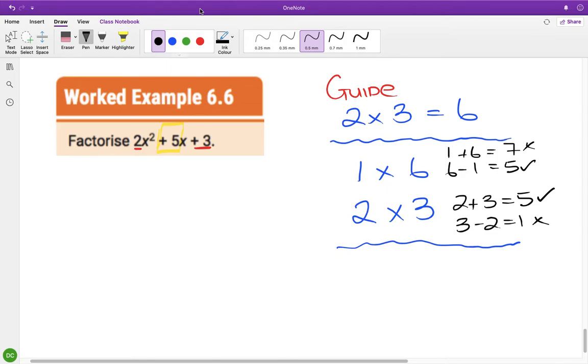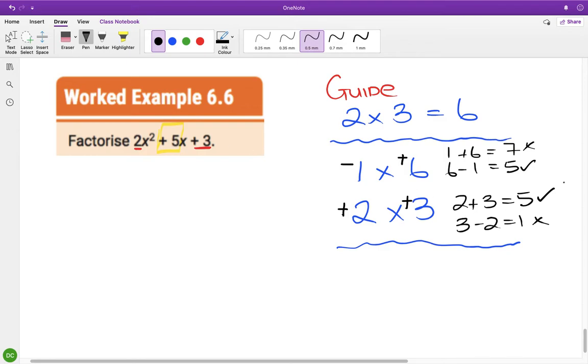So now let's have a look at this. To get a 5 out of 1 and 6, I would need the 6. Now, we're looking for a plus 5. So to combine 1 and 6 to get plus 5, I would need a minus 1 and a plus 6. Does that make sense? Minus 1 plus 6 makes plus 5. And to combine these, I'd need plus and plus. Yeah, plus 2 plus 3 makes plus 5.